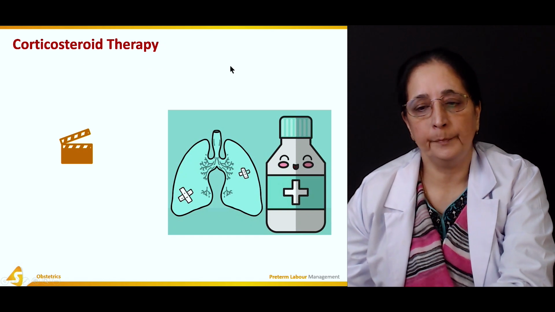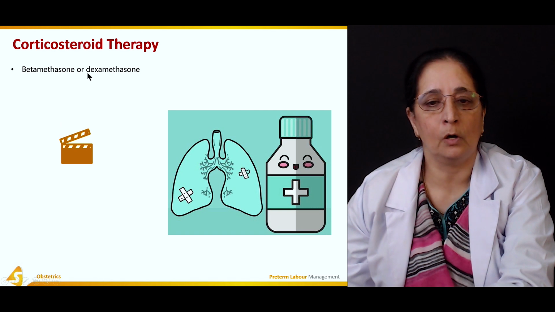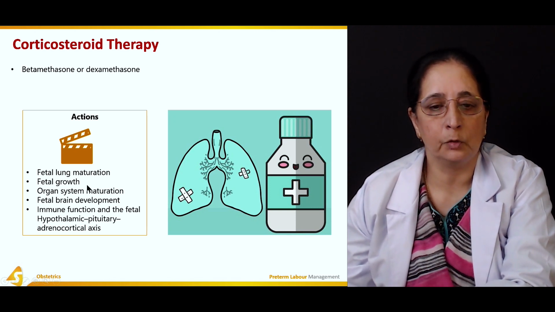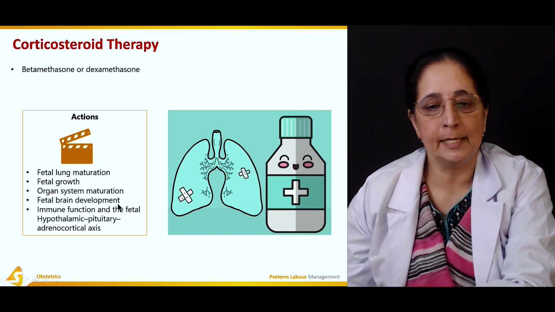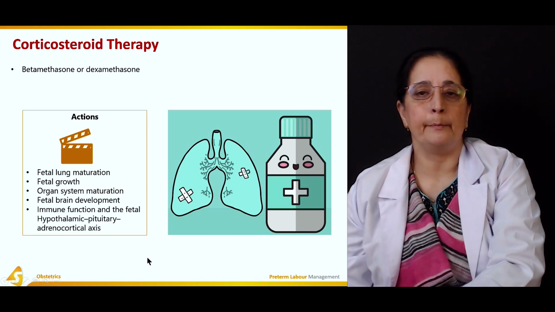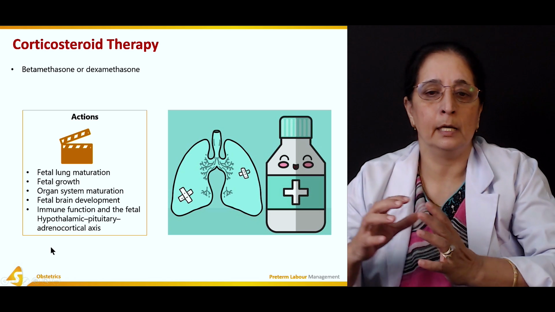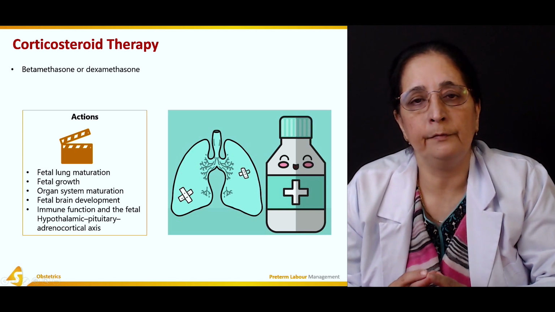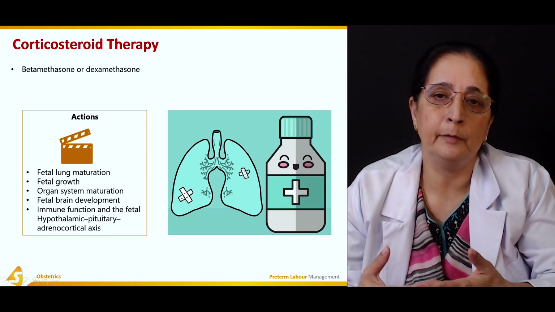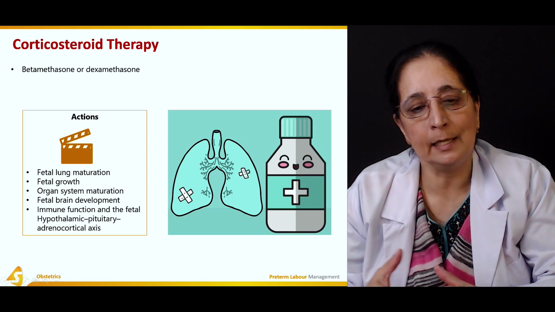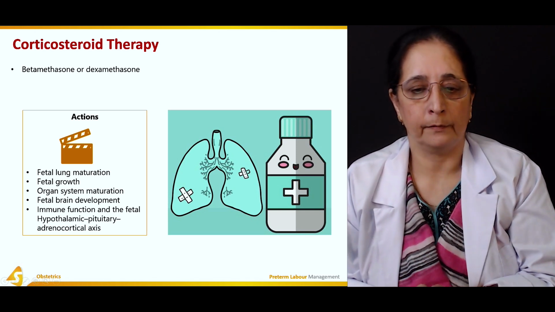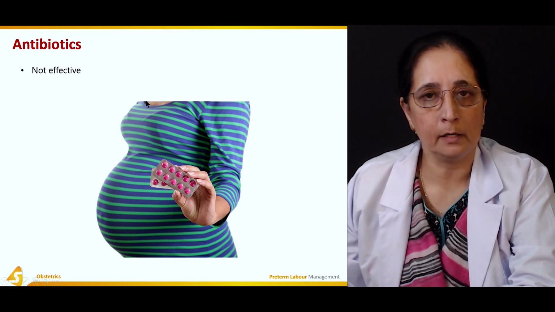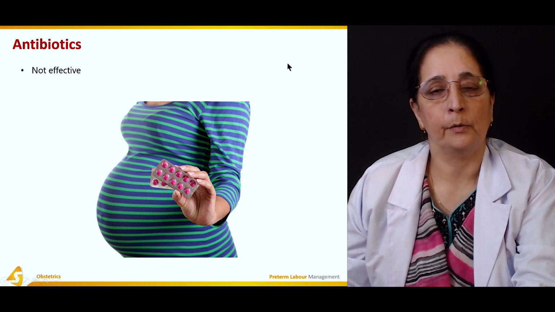Then corticosteroid therapy, corticosteroids like betamethasone or dexamethasone. They lead to fetal lung maturation, fetal growth, organ system maturation, fetal brain development, immune function, and hypothalamic-pituitary axis maturation. So the use of steroids like betamethasone and dexamethasone, especially if the labor is preterm, is helpful in the maturation of the infant by maturing the lungs and different organs and the brain of the fetus. Antibiotics really don't have any effect. They are not effective in the prevention of the onset of preterm labor.